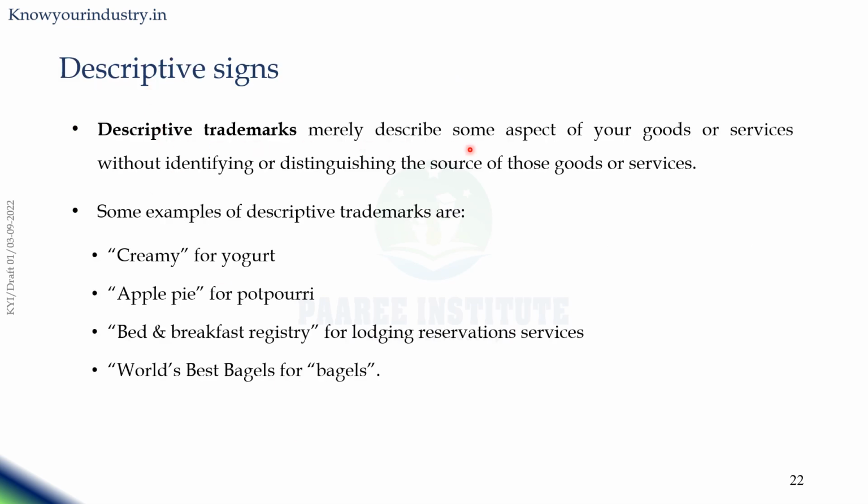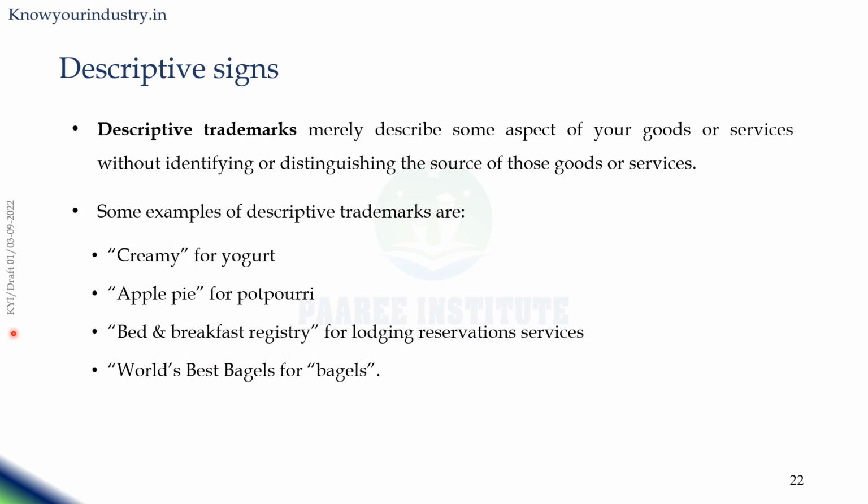Descriptive trademarks merely describe some aspect of your goods or services without identifying or differentiating the source of the goods or services. They are only describing; they are not identifying, they are not differentiating the source. Some examples: creamy for yogurt. The word creamy is not identifying or differentiating the products. Apple pie for potpourri, bed and breakfast registry for lodging reservation services, world's best bagels for bagels.